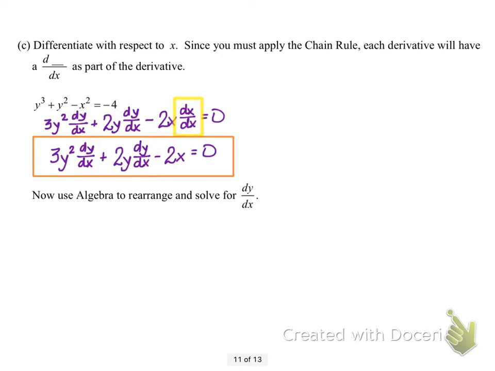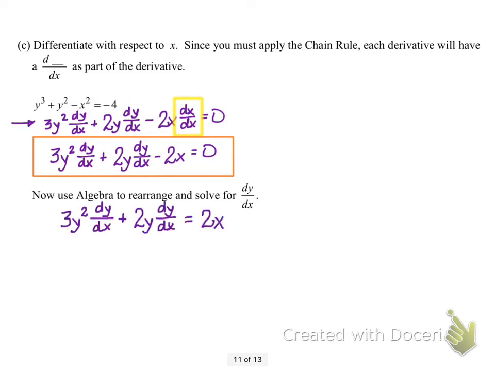We rarely write this step. In fact, it's highly unusual to write that step. Now, we are going to solve for dy over dx by getting dy over dx on one side and everything else on the other.